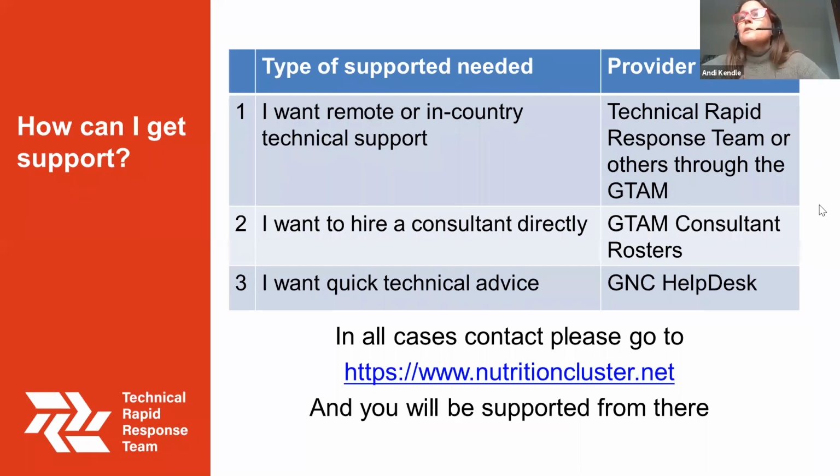There are different types of support needed. You might want remote support or in-country technical support. Right now, with restrictions on mobility, in-country technical support has to be very creative, but there are possibilities with people maybe in country already. But if you can, there are providers through the TechRRT, Technical Rapid Response Team, or others through the GTAM that we are developing more ways to access.